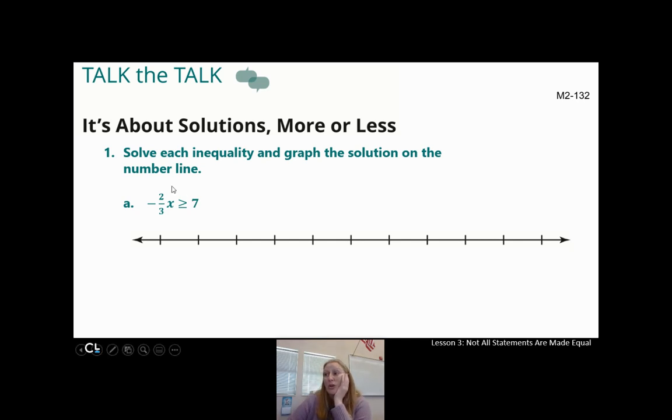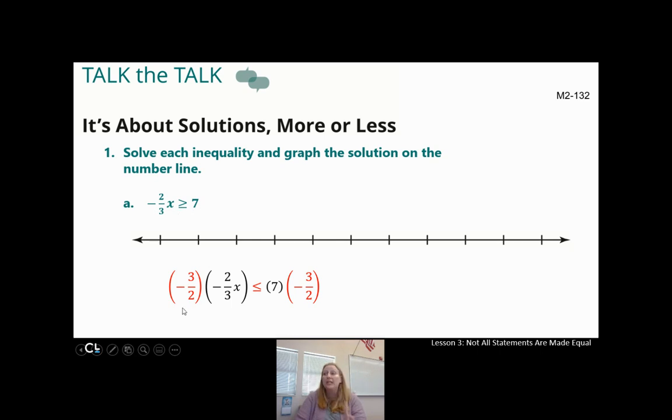Okay, so I needed to get the x alone, and I'm being multiplied by a negative 2/3. Some of you guys think of it as dividing by a negative 2/3, which you could do, but the easier way to get rid of a fraction is to multiply by its reciprocal. So I'm going to take this negative 2/3. The reciprocal is negative 3/2. So I'm going to multiply both sides by negative 3/2.